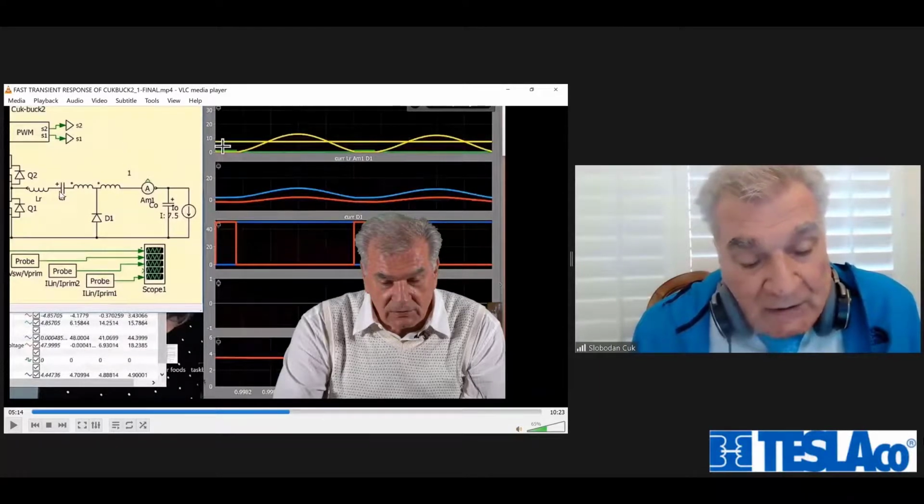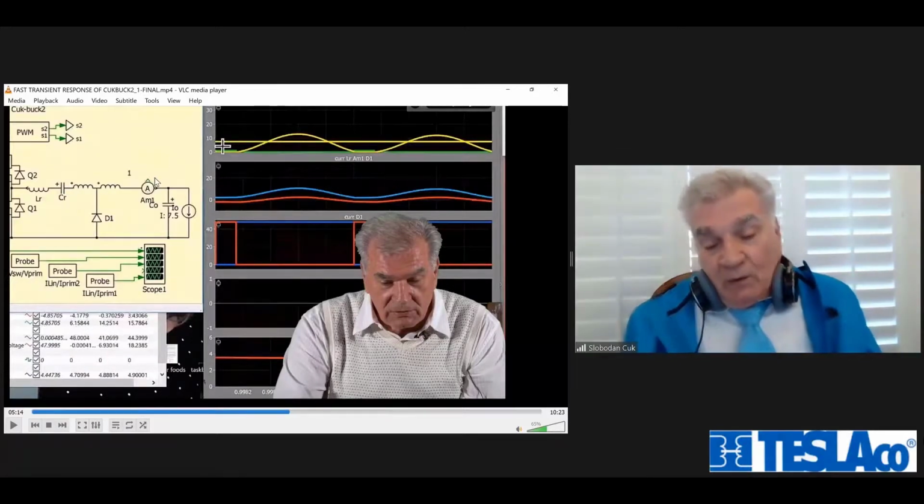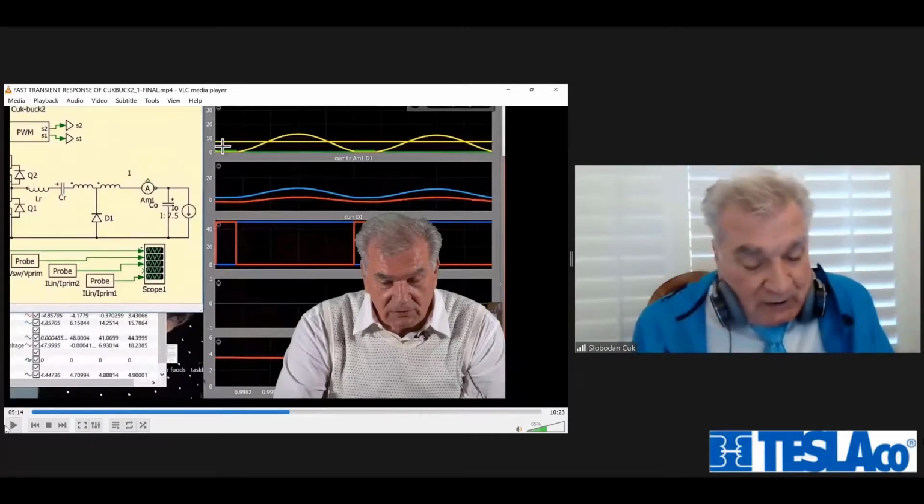And the only capacitor on the input is reduced in size by the turns ratio. If this is a 10-to-1 turns ratio, this capacitor has 10 times smaller current. This is 100 amps; this will see only 10 amps on input. So everything is there. So the question is, why are they not using it?